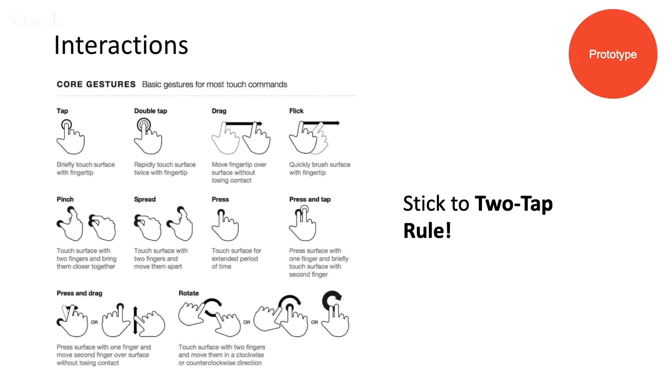Actually, there's no difference between a tap and a double tap. It depends on how you want to design your app. But make sure it's consistent. You cannot have one screen using tap and another one using double tap. Okay, make sure it's consistent. This is like a cheat sheet. These are more of the common gestures. So try not to mess up all these gestures, because these are the user's expectations.